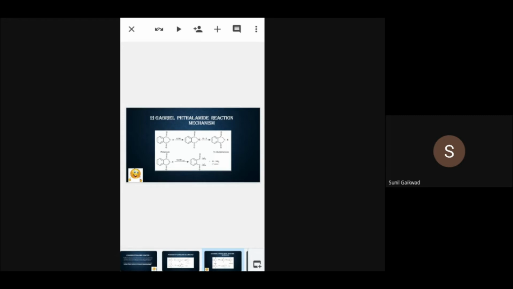Now the reaction, as I said, the SN2 mechanism is a very major thing in this reaction, because first it is a nucleophilic reaction, and second it is an SN2 reaction.